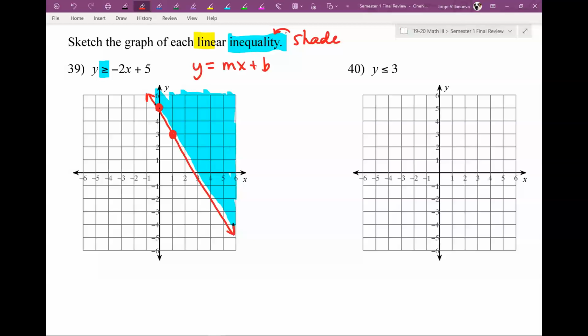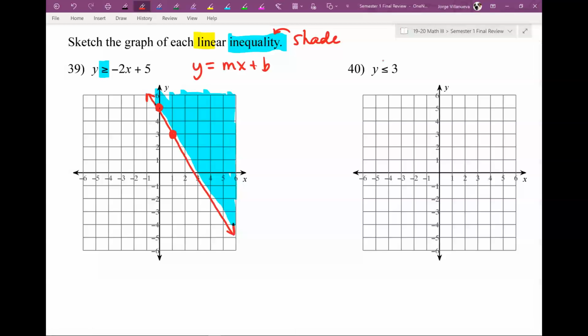So look at number 40. Am I going to be shading above or below? Since it says less than or equal to. Below, right? Less than means down, okay? Is my line going to be solid or dashed based on this little piece right here? It's going to be solid because it says less than or equal to, right?